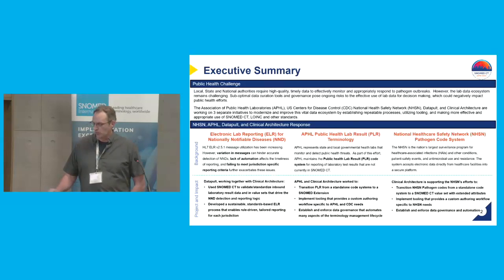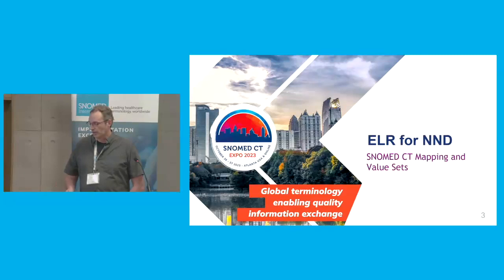The last initiative is work that's underway with CDC on the pathogen code set. So that's a terminology, again, a standalone terminology that is used to report healthcare-associated infections. Basically, it's a list of pathogen concepts. It was essentially a spreadsheet where you'd go and find the pathogen and then you'd enter it when you were doing your reporting. That work involved converting that to a SNOMED value set with extended attributes, and I want to walk through that as well. So let's start with the ELR for NND.